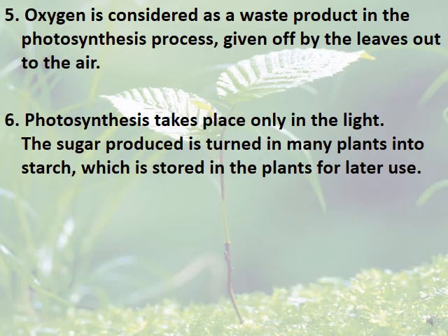These are the reactants. In the presence of sunlight, the energy, they make the food, which is a kind of sugar. Then, in photosynthesis, oxygen is considered a waste product. Oxygen is released in the process, given off by the leaves out to the air. This process takes place only in the light and not in darkness. Sugar produced in many plants is turned into starch, which is detected by the iodine test and is stored in the plants for later use.